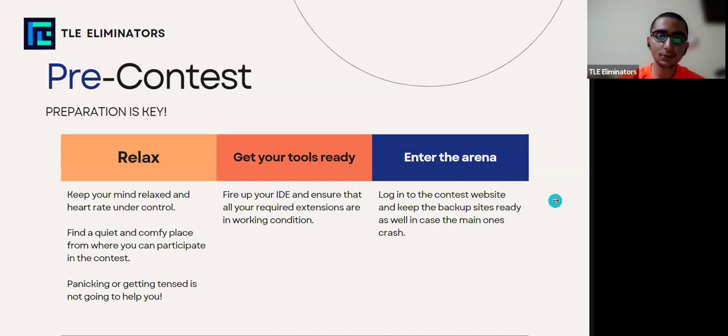The second part comes to getting your tools ready. So most of us use VS Code. So for me personally, my VS Code is a bit laggy in the start. So what I try to do is I try to boot it up around 5 minutes before the contest starts and run some random file so that everything gets up and running. And when I actually start coding, it does not lag or jitter in between.